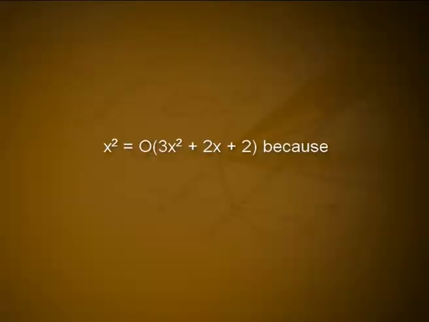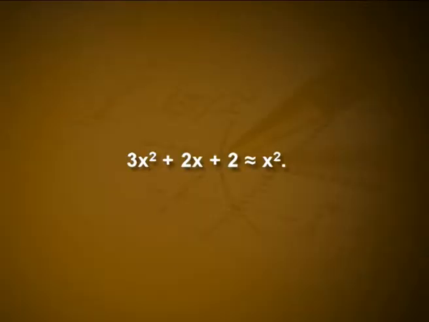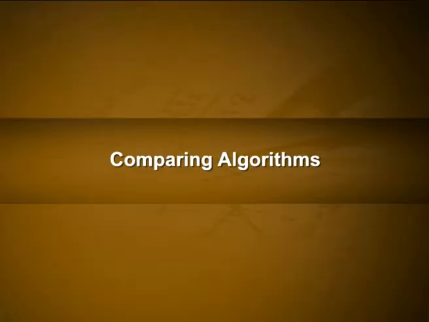Example 2. x squared is equal to O of 3x squared plus 2x plus 2, because x squared is less than or equal to 3x squared plus 2x plus 2 for x greater than or equal to 0. Then we could say that 3x squared plus 2x plus 2 is equivalent to x squared. An algorithm is said to perform in exponential time if its complexity function is not bounded by a polynomial but instead is given by O of c raised to n for some c greater than 1.